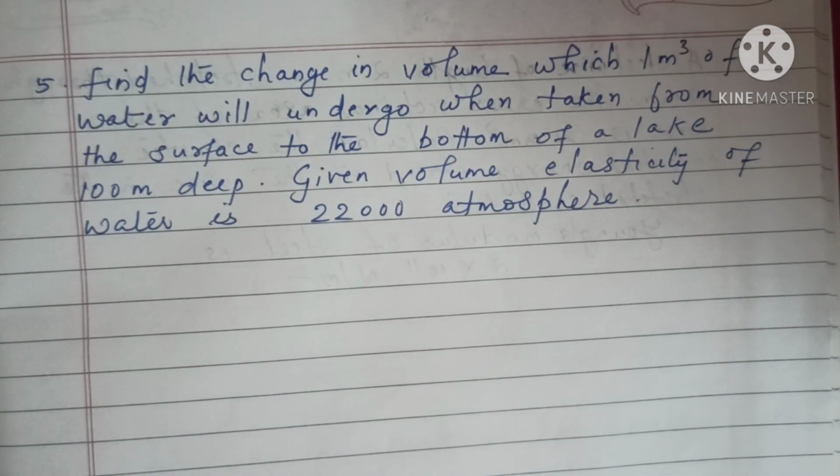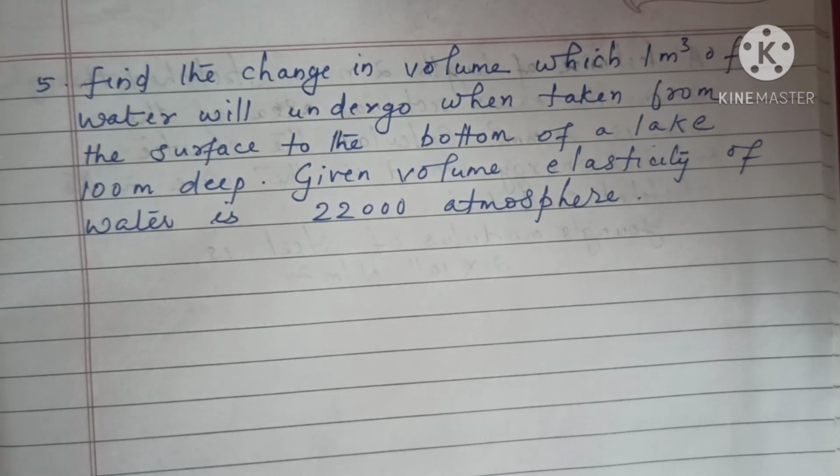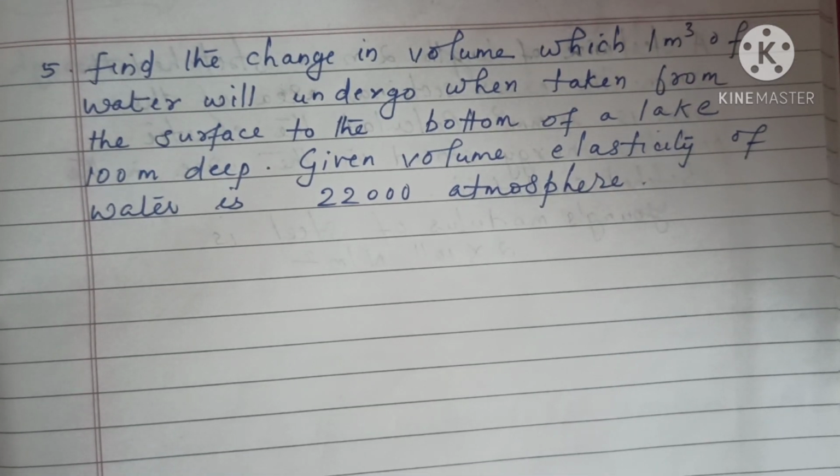So next question with respect to the bulk modulus, that is the change in volume. Okay, so listen to the question. Find the change in volume which 1 meter cube of water will undergo when taken from the surface to the bottom of a lake 100 meter deep. Given the volume elasticity of water is 22,000 atmosphere. So here first the volume of water is given, that is the original volume is 1 meter cube.